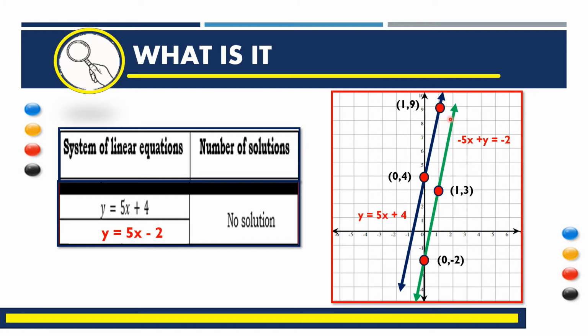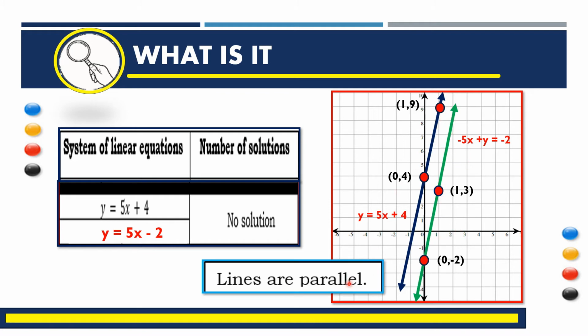So what can you say about the graph? Right, the lines are parallel to each other. And since there are no points of intersection, these lines did not intersect each other, therefore, this system of linear equations has no solution, and it is correct.